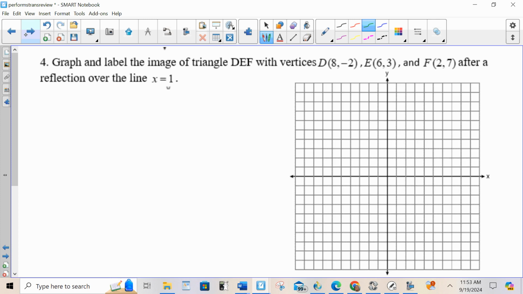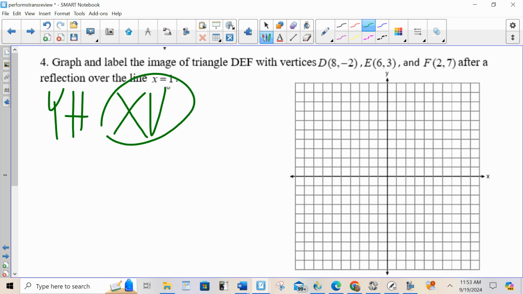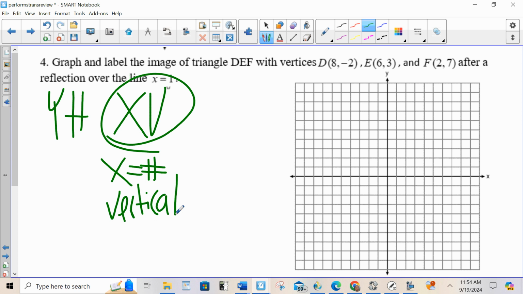And finally, for a reflection over the line x equals 1, well, I need to know what x equals 1 is. I need to see it. X equals a number is a vertical line. If it was y equals a number, it would be a horizontal line. So I make a vertical line at x equals 1. That's the mirror line to reflect over. So let's get D, 8, negative 2 on the graph. Let's get E, 6, 3 on the graph. Let's get F, 2, 7.